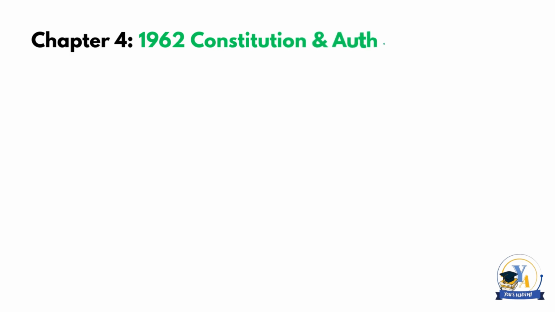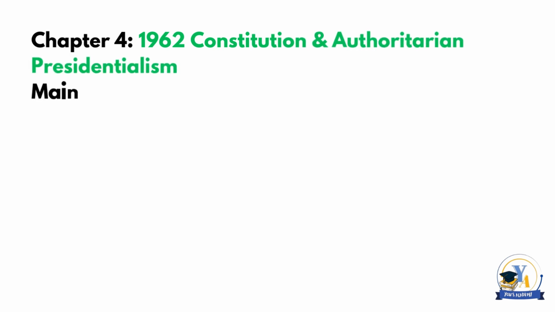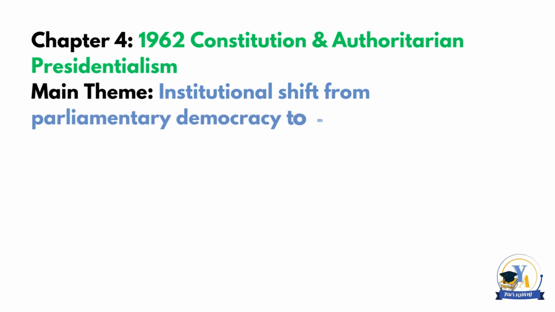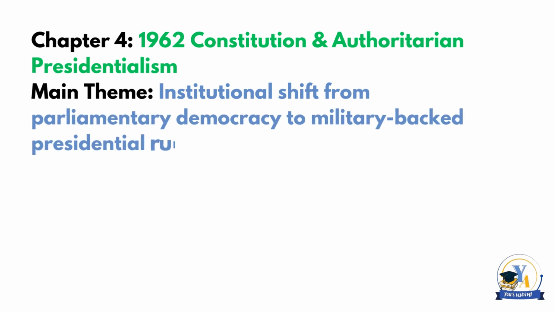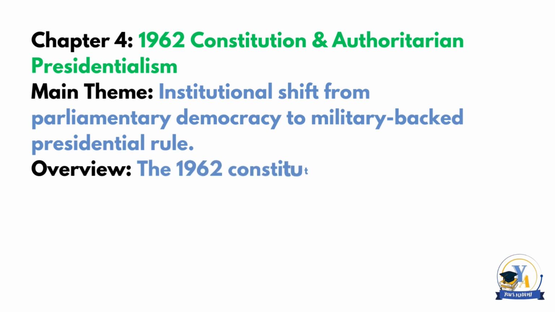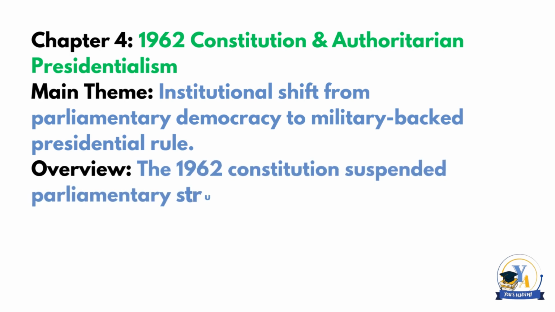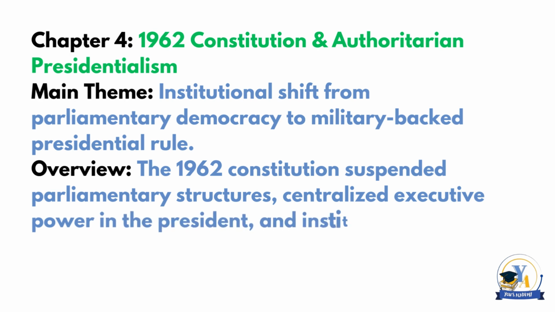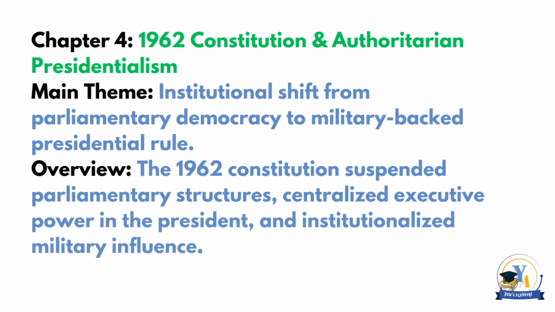Chapter 4: The 1962 Constitution and Authoritarian Presidentialism. Main theme: institutional shift from parliamentary democracy to military-backed presidential rule. Overview: the 1962 Constitution suspended parliamentary structures, centralized executive power in the president, and institutionalized military influence.